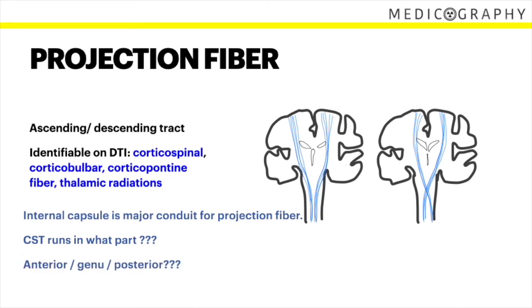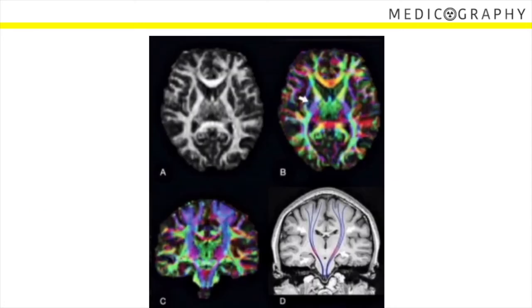If you know, answer it in your heart. I'll just give you the answer. And this is the answer. It's posterior. Here, this is a sample of the conventional MR. This is the internal capsule, the anterior limb, the genu, and the posterior limb.